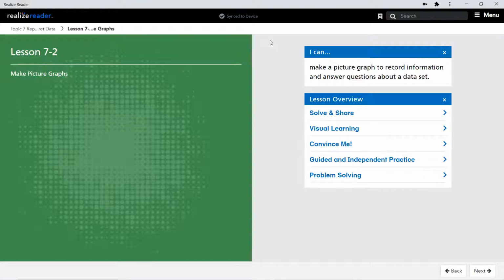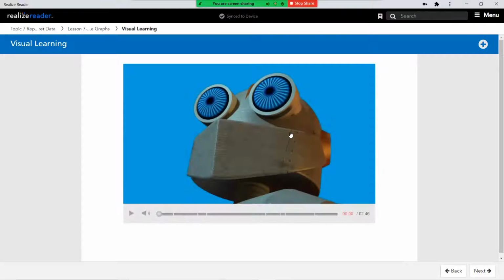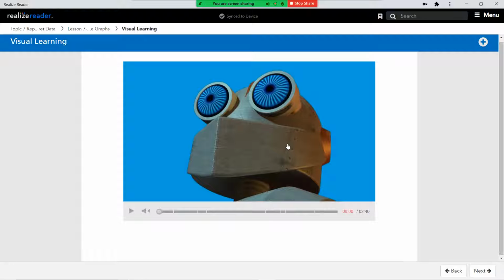Today's lesson is going to be 7-2, and we're going to work on making picture graphs. So yesterday's lesson 7-1, we were looking at how to read picture graphs and bar graphs. Today, you're going to learn how to make your own. Let's go ahead and watch our short video and then get into our notes and our guided practice together.